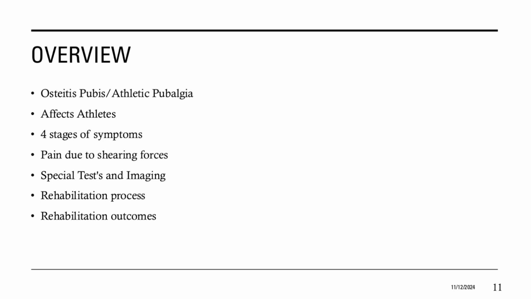So for the overview, we learned about osteitis pubis, we learned that it affects athletes, we learned about the 4 distinctive symptoms, we learned that the pathology is defined as pain due to shearing forces, we learned about the special tests, imaging, the rehab processes, and the outcomes.